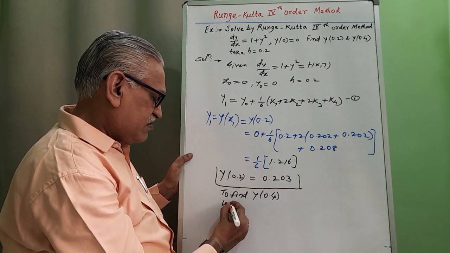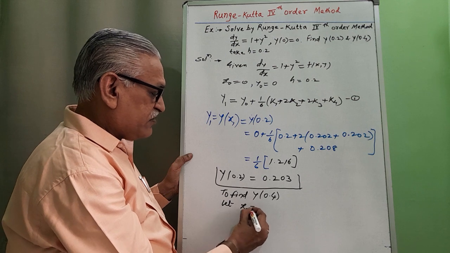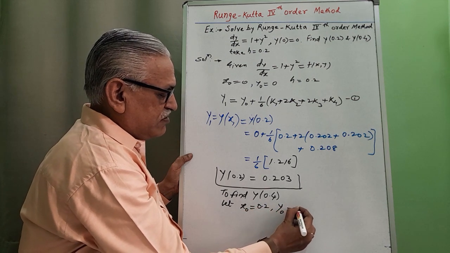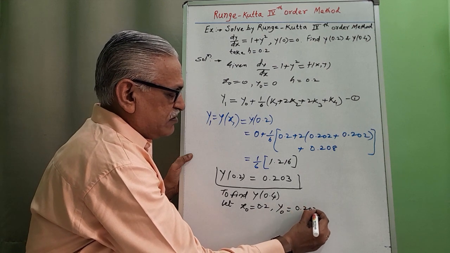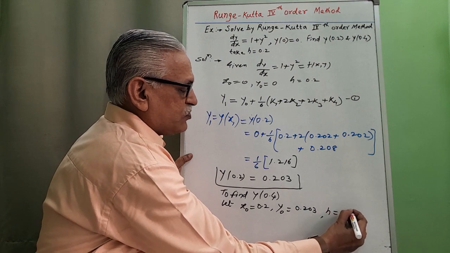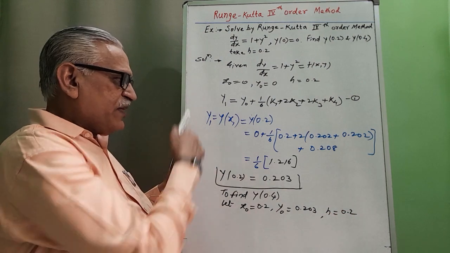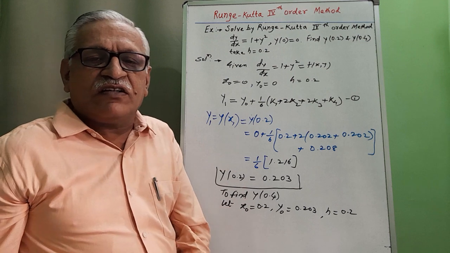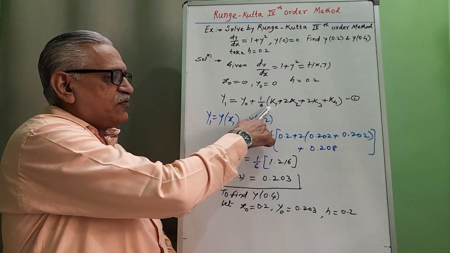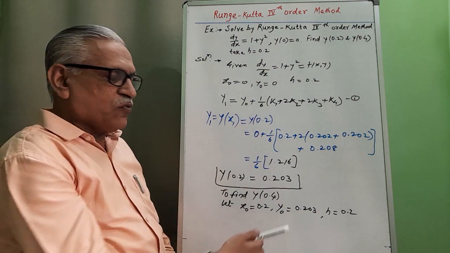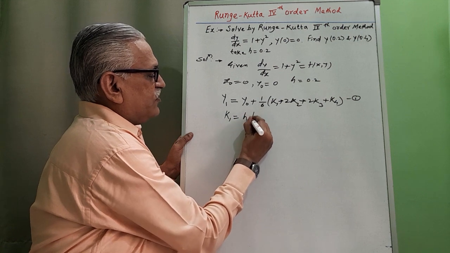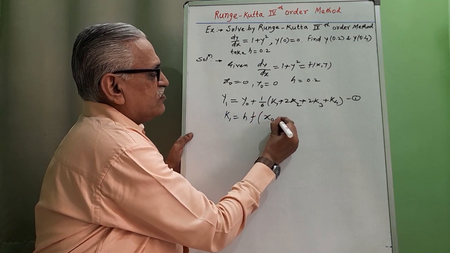To find y at 0.4, whatever these previous values are, we consider as x0 and y0. Let's consider x0 as 0.2 and the corresponding y0 as 0.203 and h as 0.2. Again repeat the same steps, meaning once again find the value of k1, k2, k3, k4, and substitute that value here to get the y at 0.4. Once again the value of k1 is h f of x0, y0.